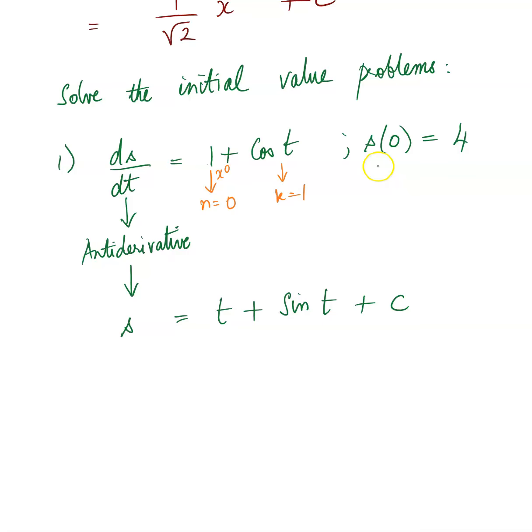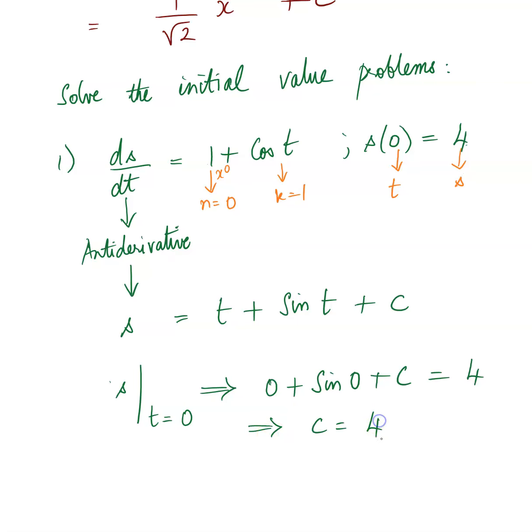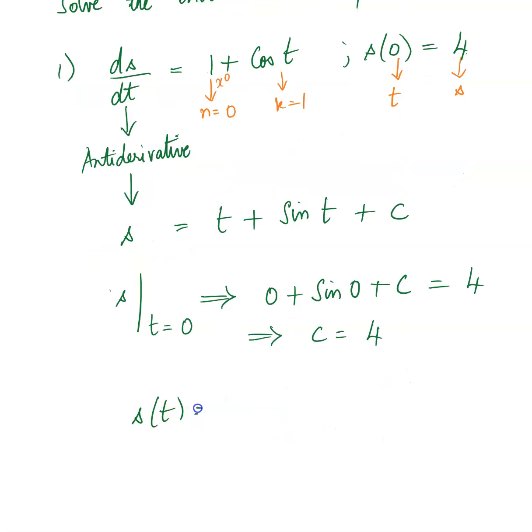So s of 0, and each time I used to write initial value and then mark this as x. In this case, this will be t, and this will be s. So we can also write this in a crisper form, where I say t is equal to 0. When t is 0, the position would be 0 plus sine 0 plus c equals 4, because that's our initial value. s is 4. And that helps us to find c as 4. We come back and say s of t is t plus sine t plus 4.